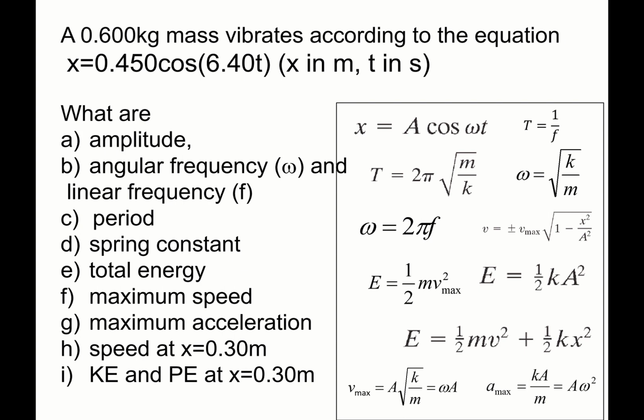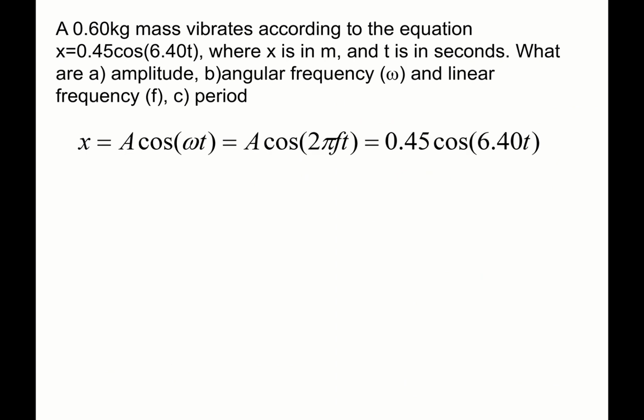We're told that it's a 0.600 kilogram mass, and based on just the equation and the mass, we're going to find the amplitude, the angular frequency omega, and the linear frequency f, the period, the spring constant, the total energy, the maximum speed, the maximum acceleration, and then we'll find the speed and the energies when it's displaced by a distance of 0.30 meters. So let's jump in.